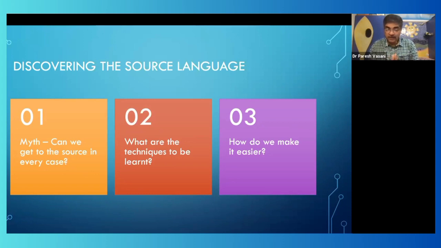So not every case, and the number would vary, whether you call it 1% or 10%, it varies from person to person. Why the percentage differs is what you will see further in the case, in the PowerPoints further. And that's exactly the technique that we are going to talk about. And how do we make it easier? That's what we would see.